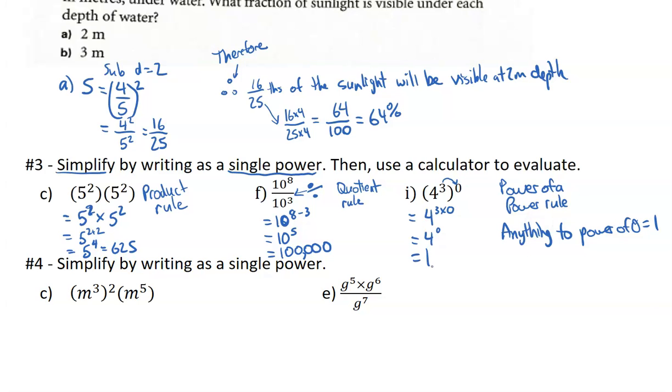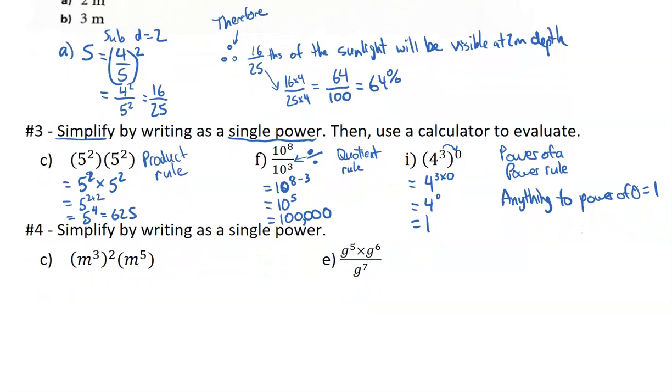So those are the three rules: the product rule, the quotient rule, and the power of a power rule. And then if we have something to the power of 0, it's equal to 1. That's it. Those are the only rules we need to know. So we're going to look at two questions now in number 4 that bring in a couple of these rules together in the same question. And let's see if we can apply them together.